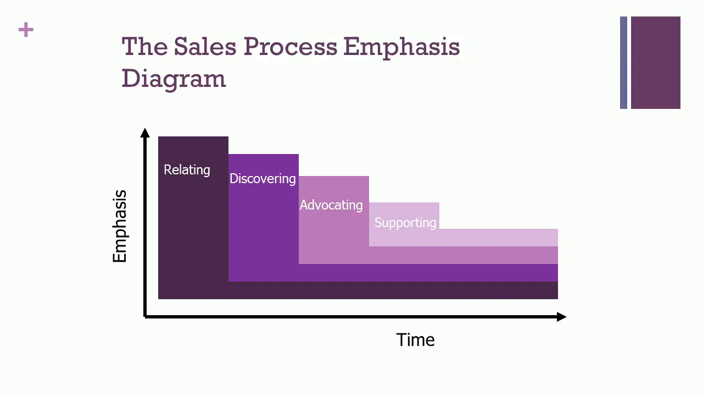So let's take a moment to have a look at another graphic that displays the different stages, the different elements that make up the sales process, the emphasis at different stages. So along the horizontal axis we have time, and it's representative of the whole time that we are in this relationship with a customer. And the vertical axis is the emphasis, the things that are important at different stages as we go along. So you'll notice that the first one there is relating.